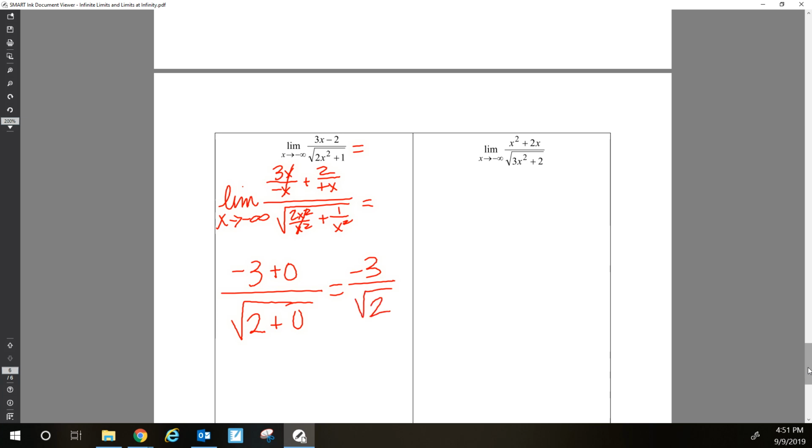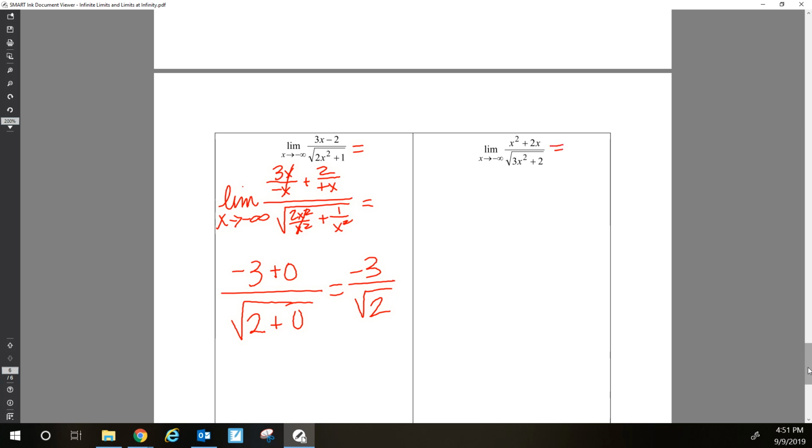So if I asked you what is true about that guy, you could say, since the limit as x goes to negative infinity of 3x minus 2 over the square root of 2x squared plus 1 is equal to negative 3 over the square root of 2, what we know about this guy is that there's a horizontal asymptote at y equals negative 3 over the square root of 2, and that the end behavior goes to that asymptote on the left-hand side.